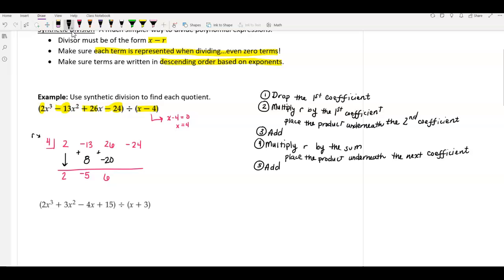Step 6, repeat steps 4 through 5 until the end. All right, so once again, multiply our r by our sum, which gets us positive 24. We add, we get our sum of 0. This 0, or whatever number here, is our remainder. So in this case, we don't have a remainder.